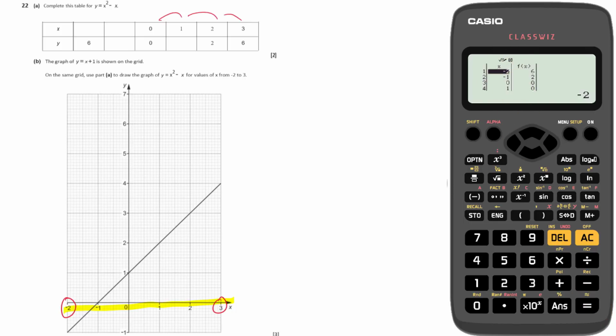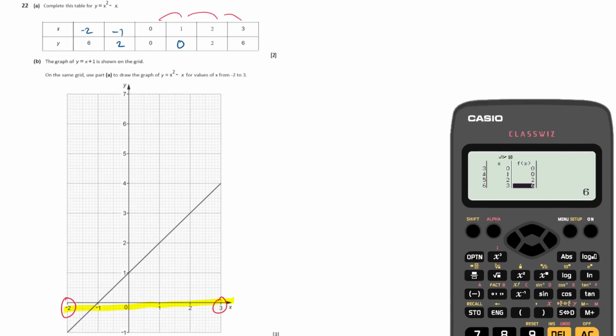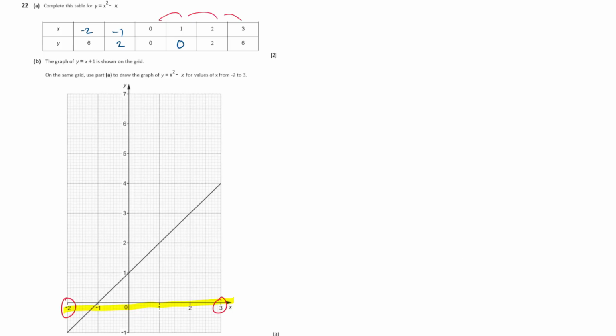Okay, so on my table then, the first box is -2 goes with 6, so I'm going to put in my -2 in there, and then I've got -1 goes with 2, 0 goes with 0, 1 goes with 0, 2 goes with 2, and 3 goes with 6, so the rest all matches. Okay, so we filled out the table, and that was really easy. Just make sure you use the table because it does make life a whole lot easier.